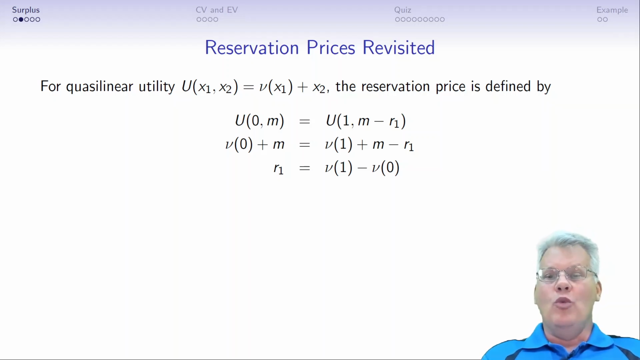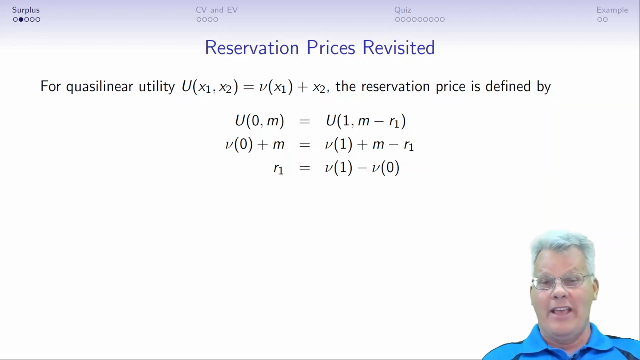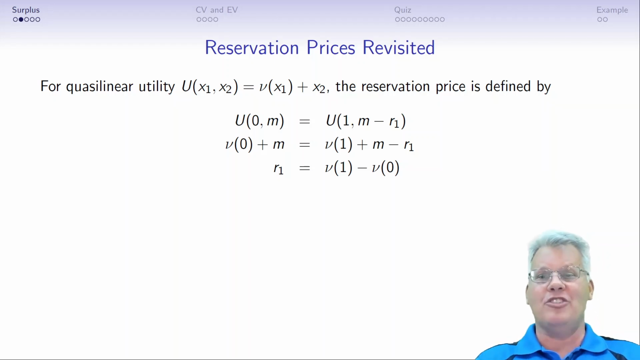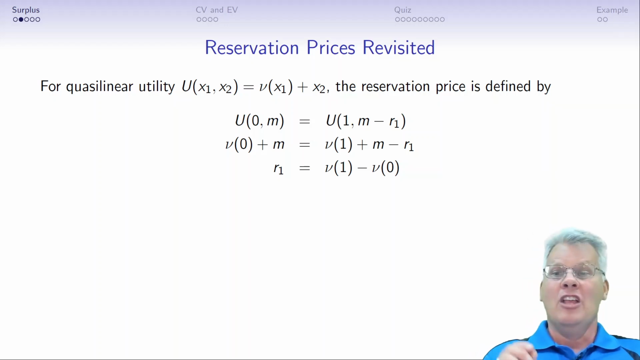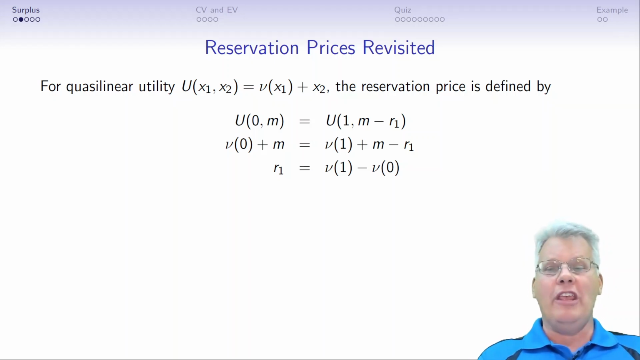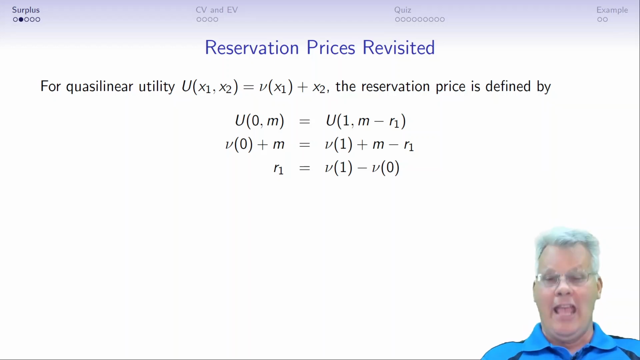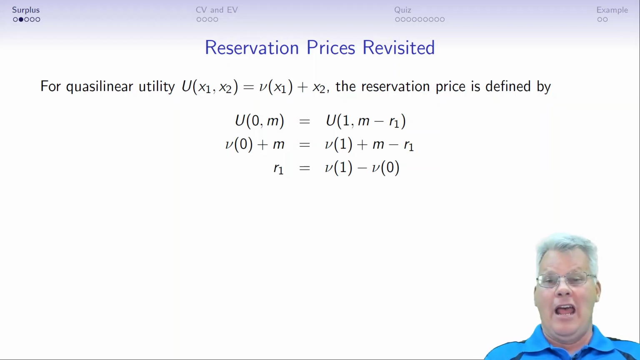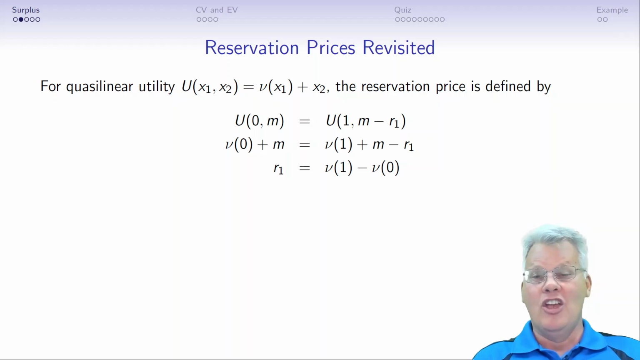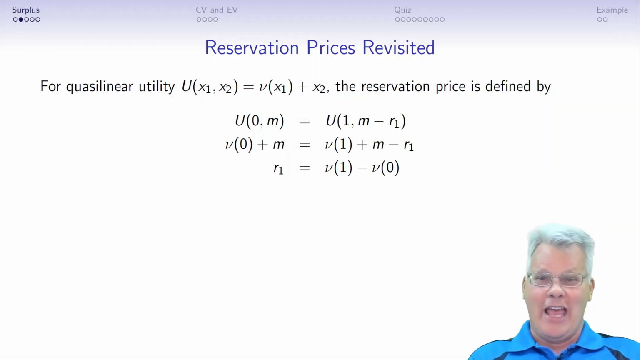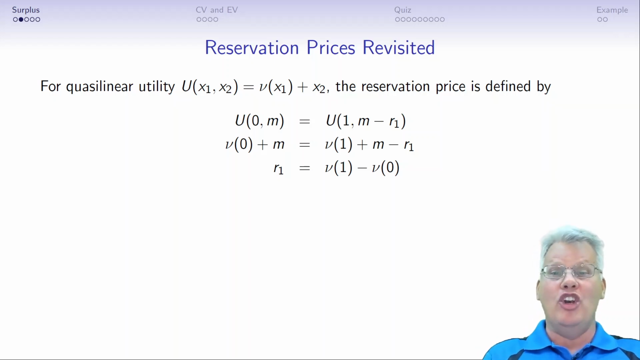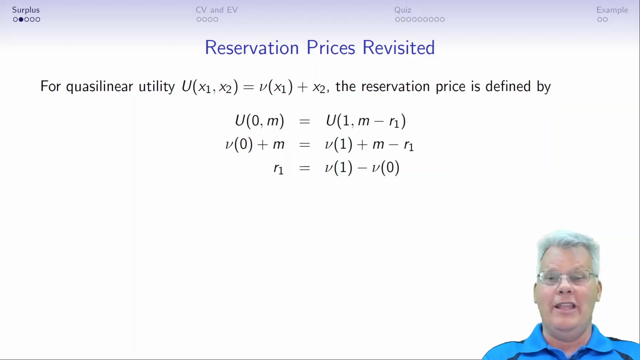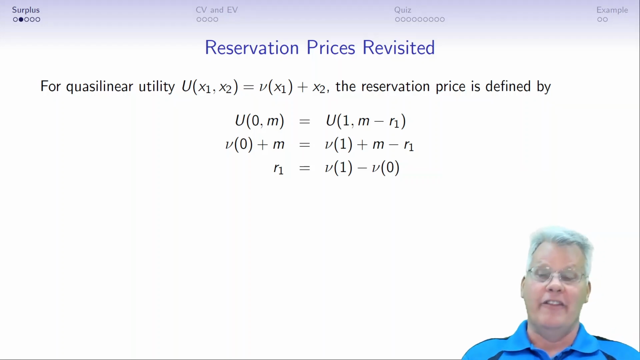So let me review really quickly this idea of reservation prices. I believe we first introduced this in Chapter 6, if I remember right. So quasi-linear utility, remember, is a utility function that is nonlinear in one good and linear in another. So in this particular example, let my utility be nonlinear in x1, and I've tried to represent that in generality with the Greek letter nu. So that kind of funky looking V is the Greek letter nu. So nu of x1 is some nonlinear function of x1.